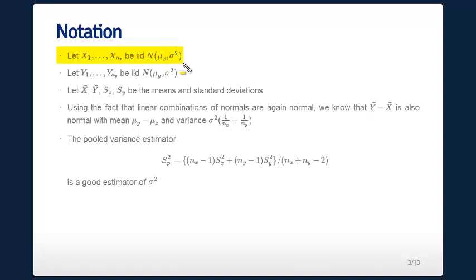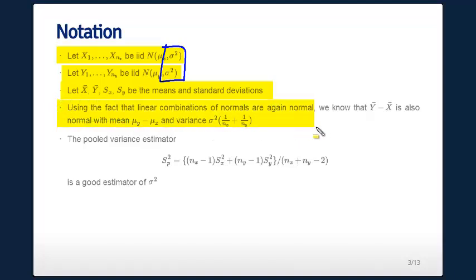Okay, so we have some normal mu x, sigma squared data, IID, and independent from them we have some normal mu y data, IID. I'm going to assume for the moment that the variances are the same, and that we know that the variances are the same. So let x bar, y bar, sx, sy be the means and standard deviations.